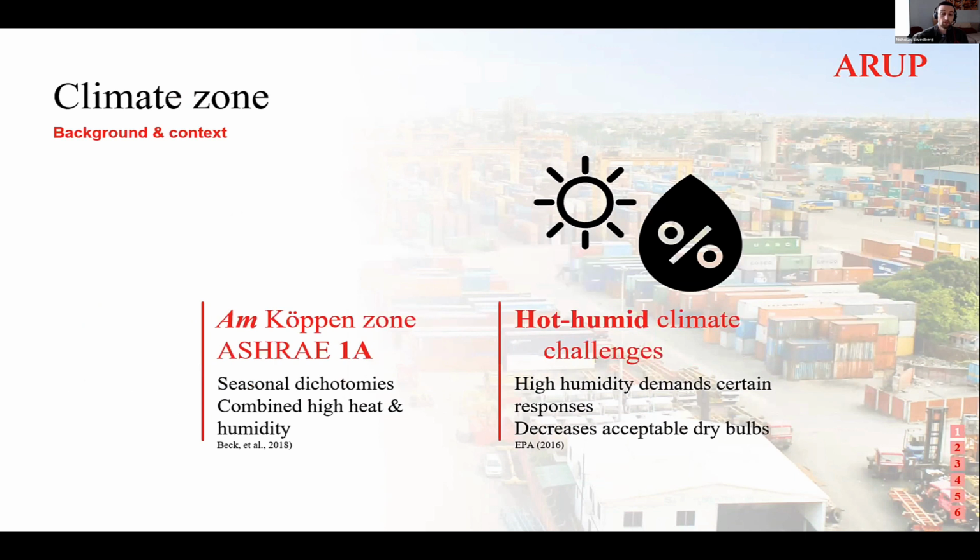So, the first keynote from yesterday talked about some of the challenges in an Indian context of working in hot, humid climates, and that's fundamentally why this city was selected as a case study to look at the challenges of a hot, humid climate. So the Köppen-Geiger climate zone is Am, tropical monsoon. This also corresponds with the ASHRAE 1A climate zone.